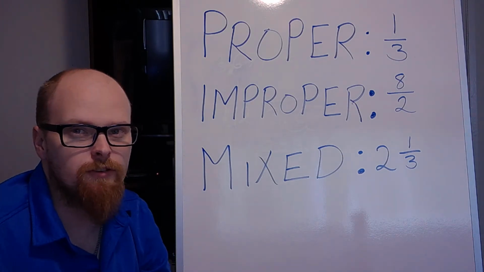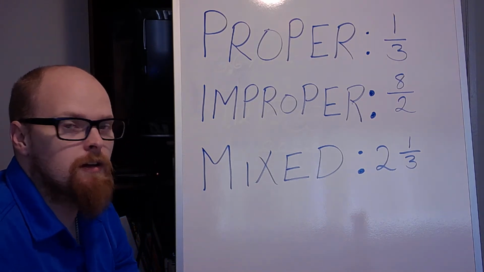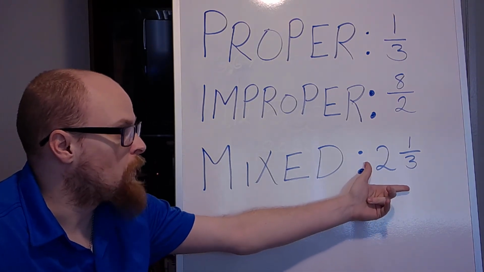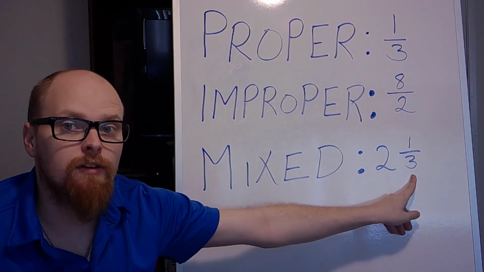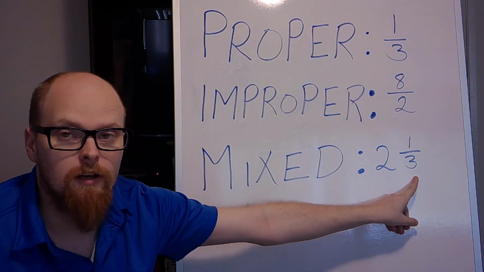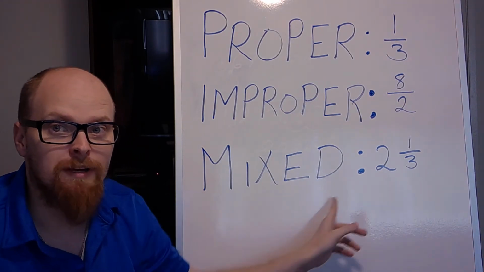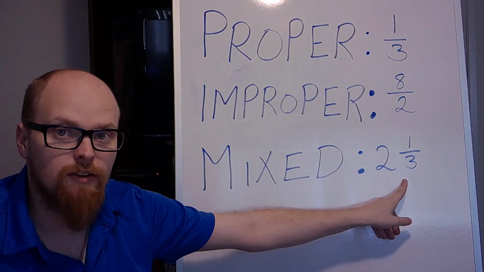Sometimes they're called mixed fractions, sometimes they're called mixed numbers. The idea with a mixed number is you have whole numbers, which is my 2 here, coupled with a fraction. Now sometimes this fraction will be proper, sometimes this fraction will be improper. Either way, it's still called a mixed number because it's mixing whole numbers with fractions. Okay.